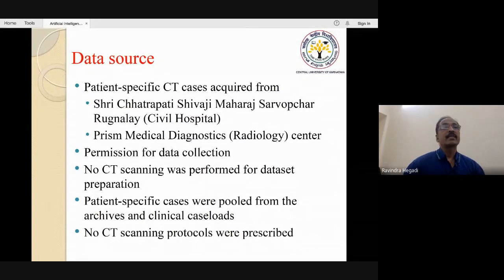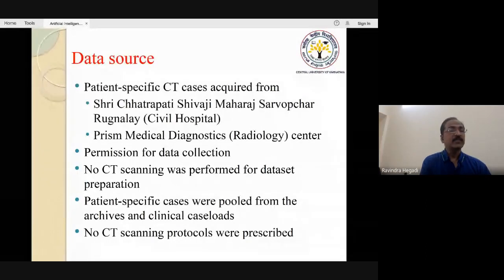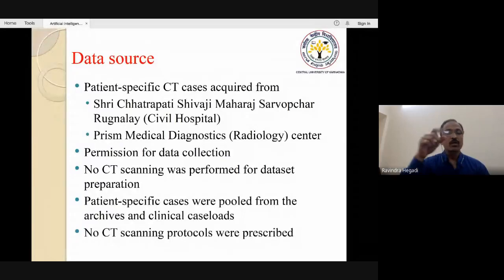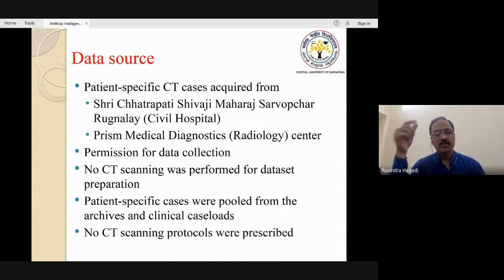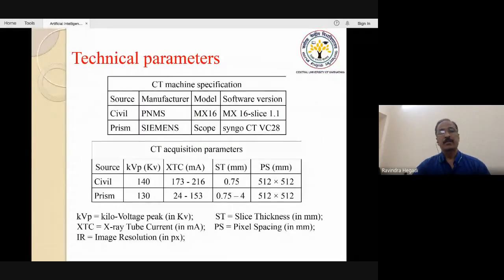And clinical caseloads by collaborating with the hospitals and diagnosis centers, because their feedback is very important. Simply collecting some data, without knowing what type of data it is, is of no use. We should also have the knowledge of which part is broken, which part is good. All that knowledge is required along with the image. So we have collected with such knowledge also. No CT scan protocols were prescribed in this experiment.